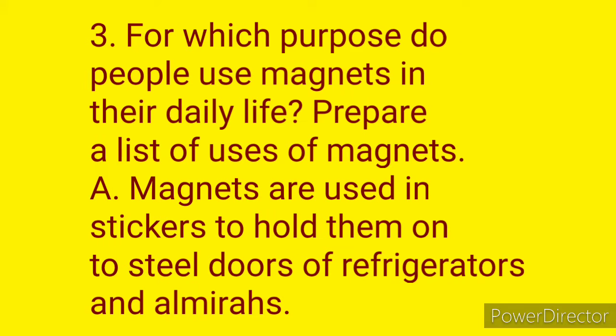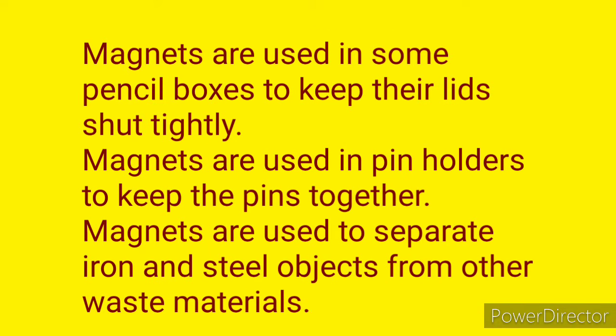Okay, next, third one: for which purpose do people use magnets in their daily life? Prepare a list of uses of magnets. Answer: magnets are used in stickers to hold them onto steel doors of refrigerators and almirahs. Magnets are used in some pencil boxes to keep their lids shut tightly. Magnets are used in pin holders to keep the pins together.